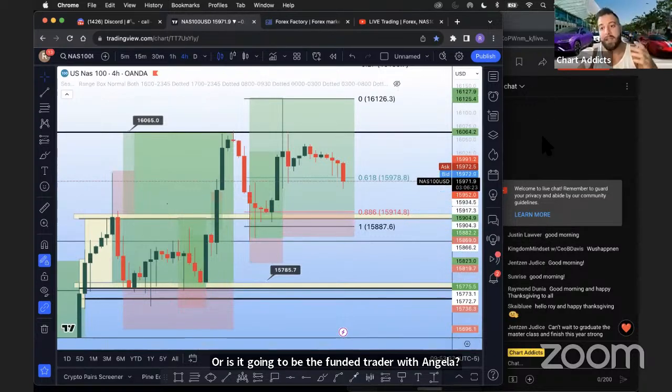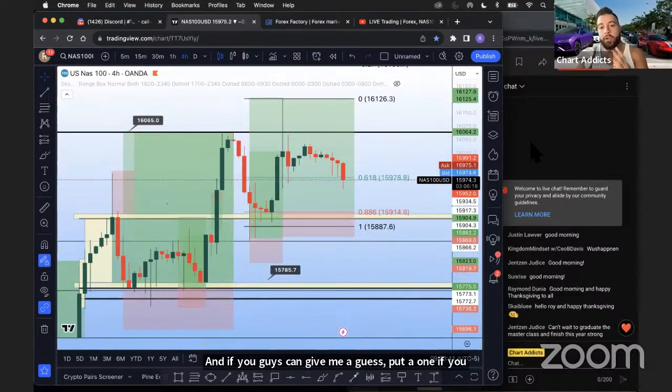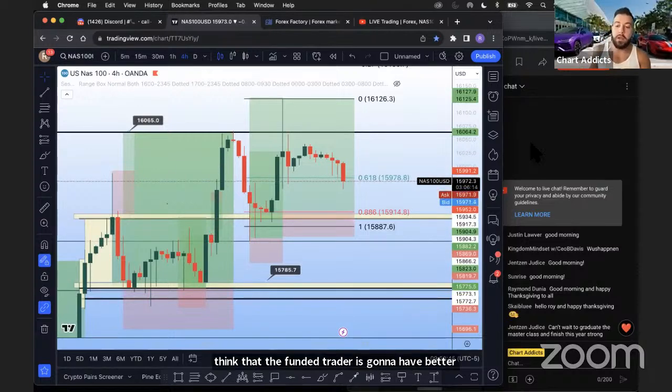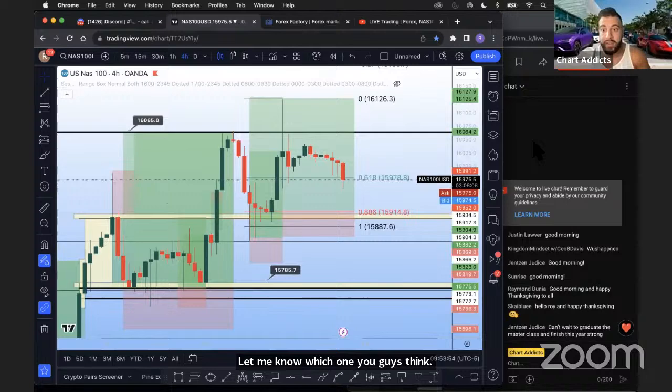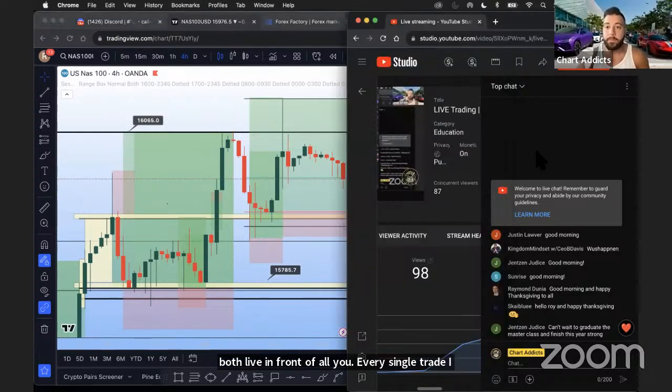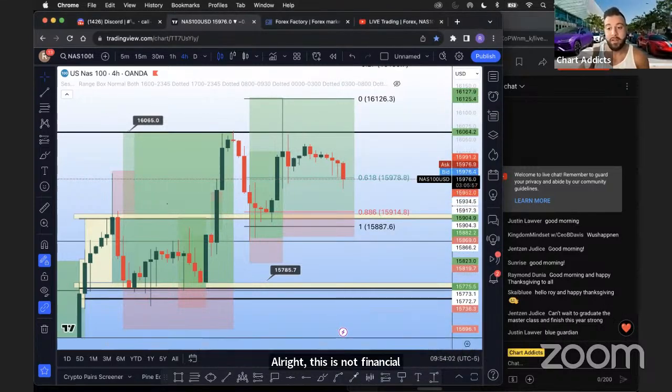And if you guys can give me a guess, put a 1 if you think that the Funded Trader is going to have better conditions. Put a 2 if you think that the Matt Charts prop firm is going to have better conditions. 1 for the Funded Trader, 2 for the Matt Charts prop firm. Let me know which one you guys think is going to have the better conditions. I'm going to trade both live in front of all y'all. Every single trade I take on those accounts, you will get a chance to take as well. All right, this is not financial advice, but damn, this is about to be fun.